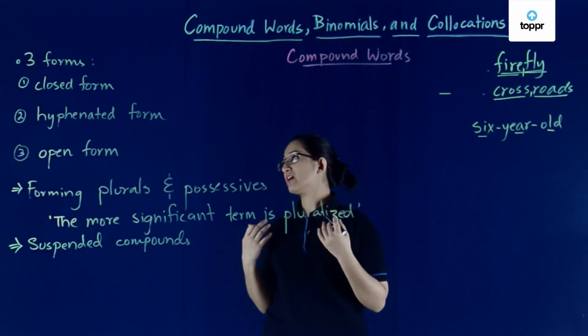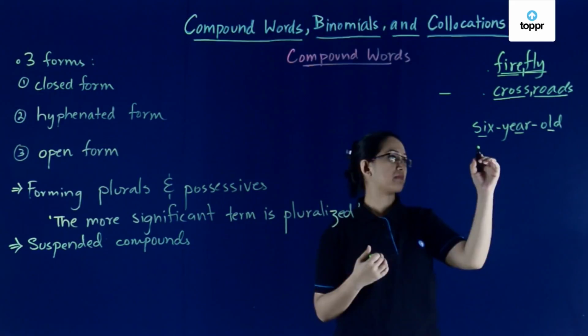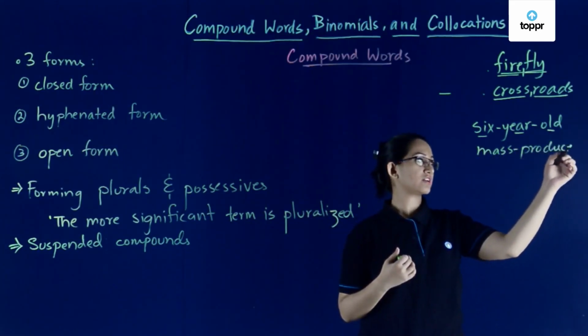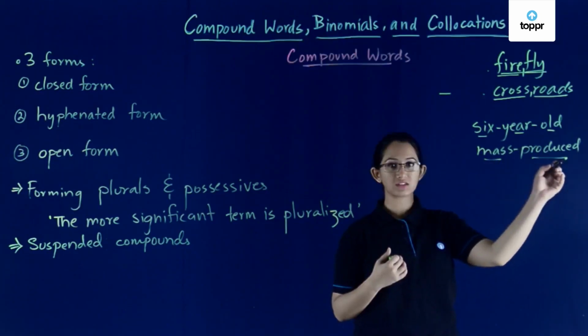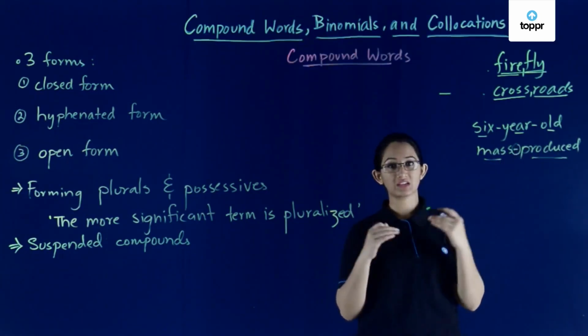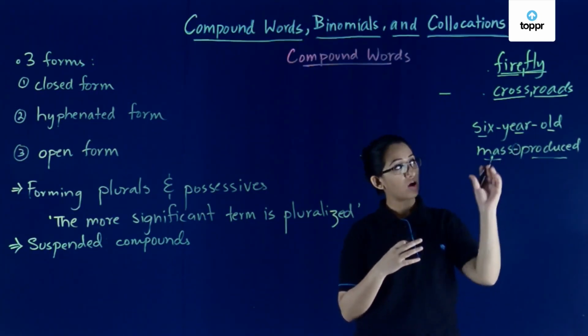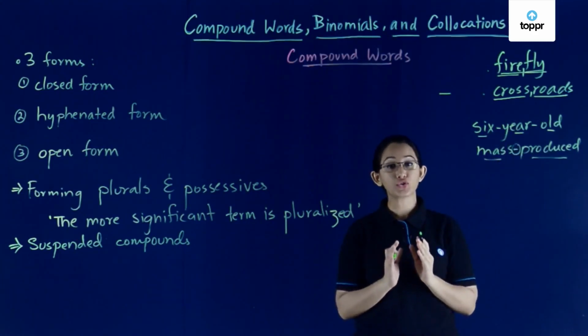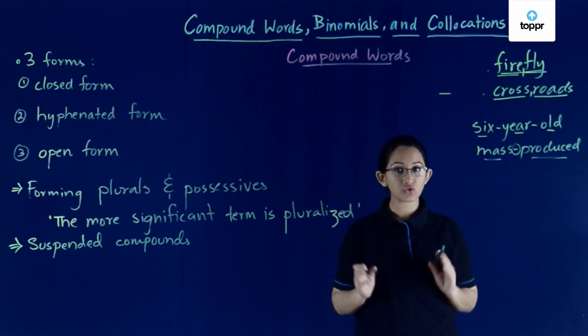Similarly, you can have another example such as mass-produced, right? So here again, you can see that I have two words and they are joined together using a hyphen. So these are also examples of compound words because you're using them together, or the meaning is a single unit.